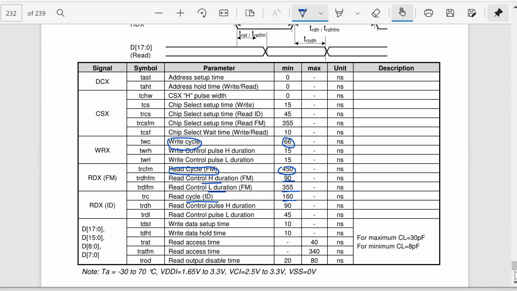Okay, so this is the most important part of the driver IC specification. We need to understand it, and then we can program our software to drive it.